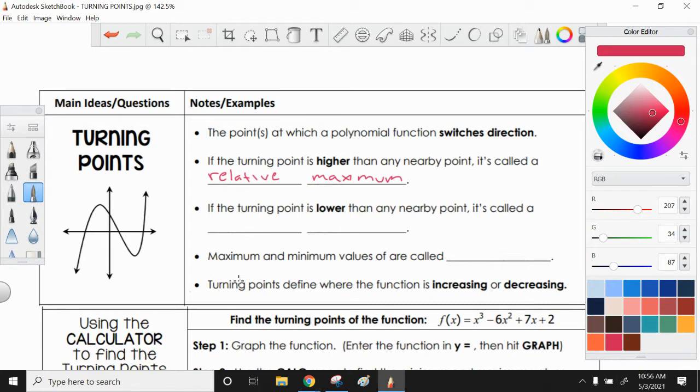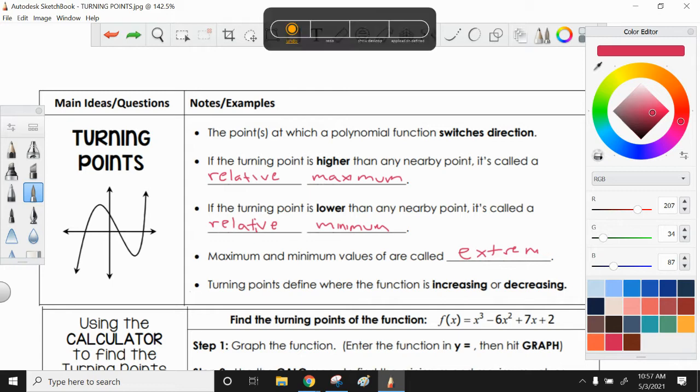And these are like the mountains of the graph. These are the hills of the graph. That is not very complicated. If the turning point is lower, it is called the relative minimum. I'd have bet $100 you guys could have come up with that one on your own after hearing the first one. Maximum and minimum values can be called extrema, as in these are the extreme points in the graph.